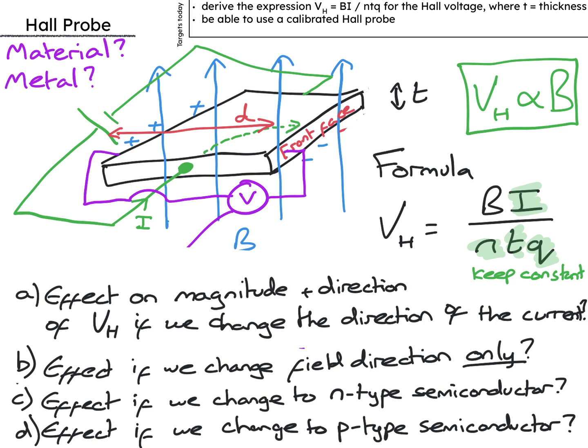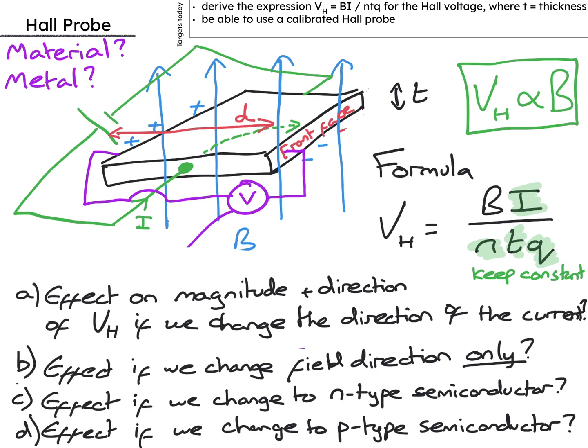So, recapping the question, here's a diagram of a Hall probe. The current is going left to right and the field is going bottom to top. The Hall probe is made of metal. So, consider each of these individually. What will be the effect on the magnitude of the Hall voltage and the direction, the sign of the Hall voltage, if we change the direction of the current?